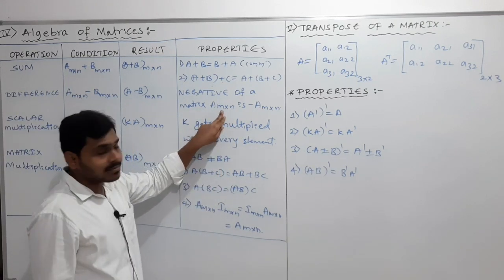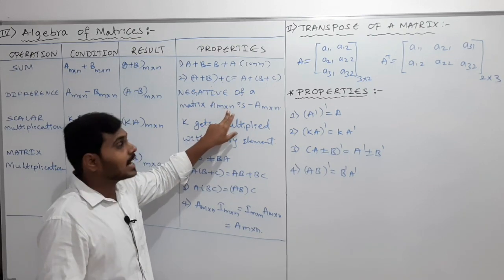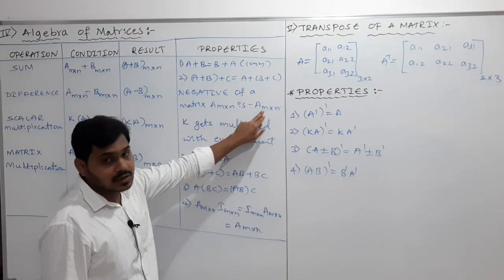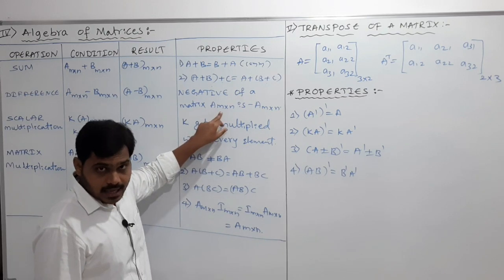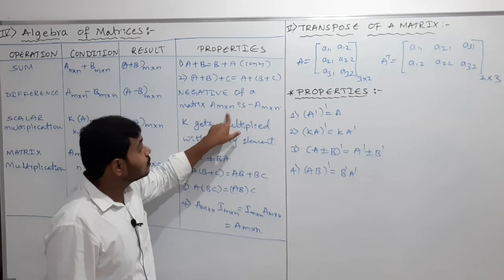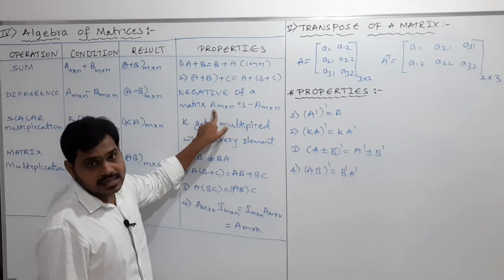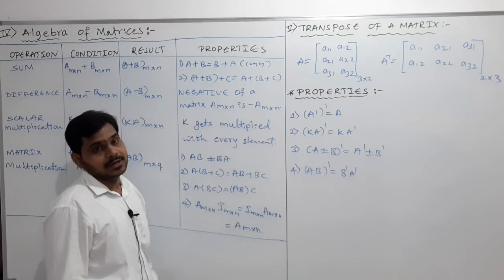And what is the negative of a matrix A of m cross n? If you have a matrix A of the order m cross n, then the negative of that matrix is denoted as minus A, of m cross n. And how do we obtain this? To get the negative of matrix A, you should multiply each element of the A matrix by minus 1. Then you will get the negative of that matrix.